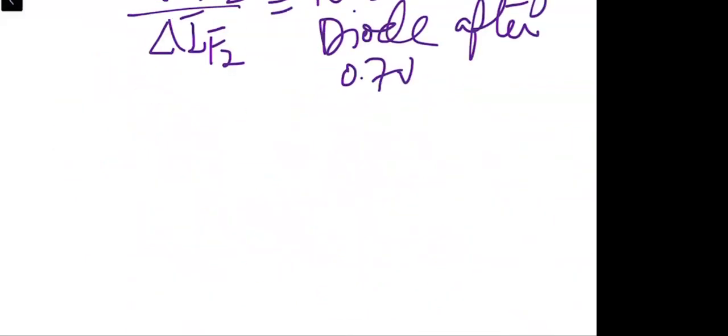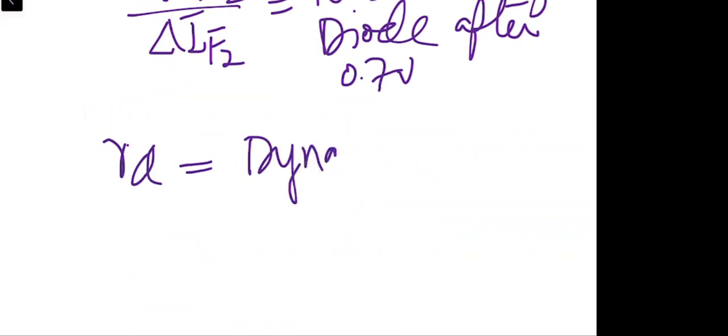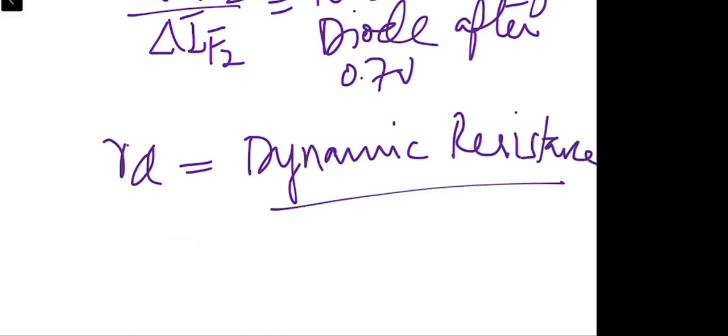Therefore, the resistance of the diode is normally called RD, where RD is basically the dynamic resistance. Because before the knee of the curve, it is very high. After the knee of the curve, it is very low. So what we say normally is that the resistance which is being offered by the diode is dynamic in nature.